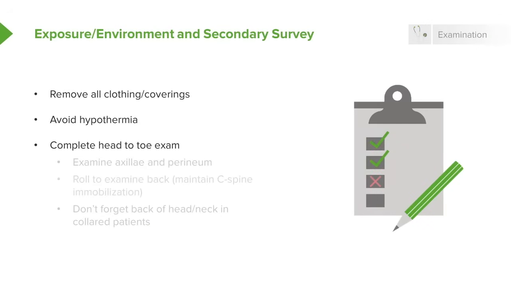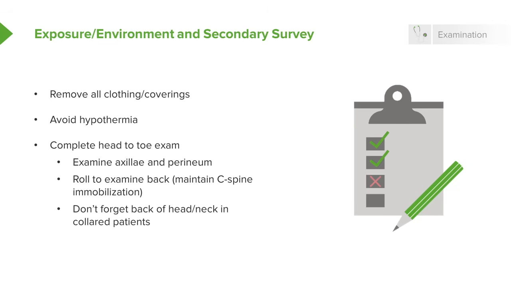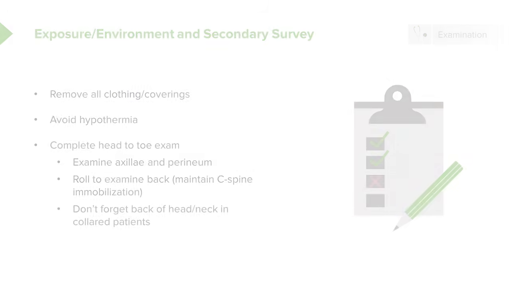Lastly, you're going to complete a head-to-toe exam. So you want to make sure that you look not only at the obvious stuff, but in all the nooks and crannies. You want to look up in the axillae, in the perineum. You want to roll the patient over to examine the back, obviously while maintaining C-spine immobilization. And you want to also make sure you get a look at the back of the head and the neck, which is especially important in patients wearing cervical collars. We often miss those if we don't remove the collar to examine the patient.